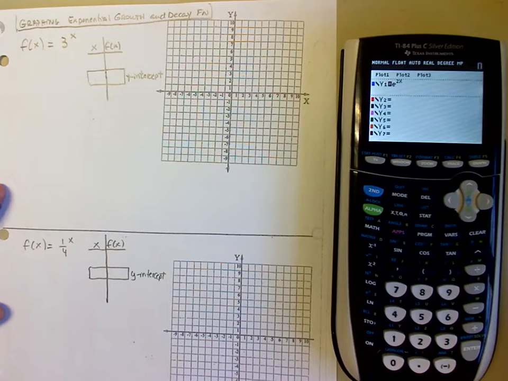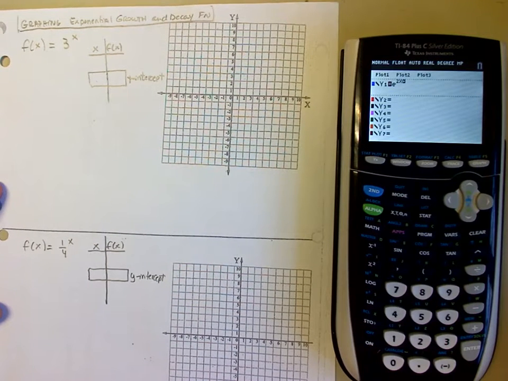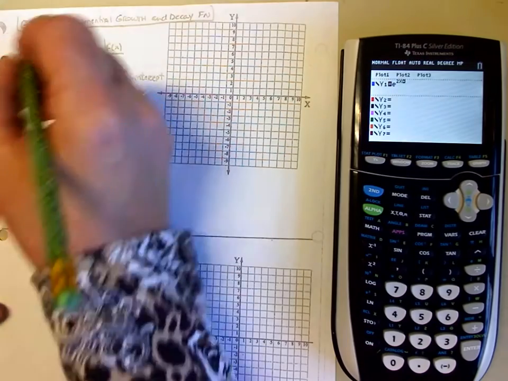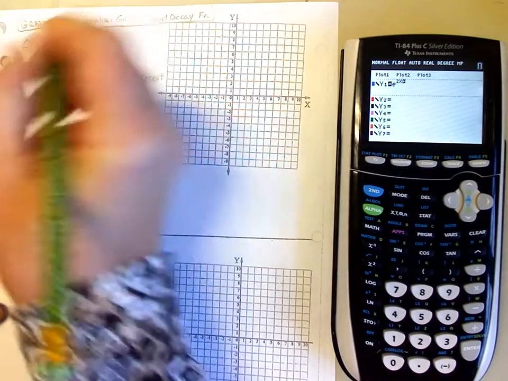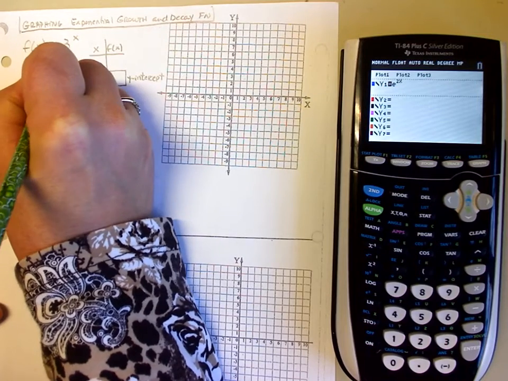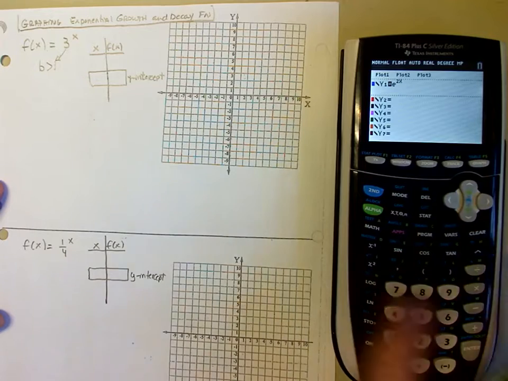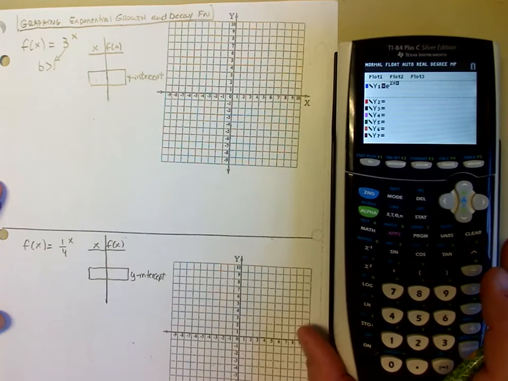In this video lesson, I will be showing you how to graph an exponential growth and decay function. The first example, f of x equals 3 to the x, is an example of an exponential growth because the value of b, if it's greater than 1, will represent a growth function for us. Let's take a look at the graph of f of x equals 3 to the x.